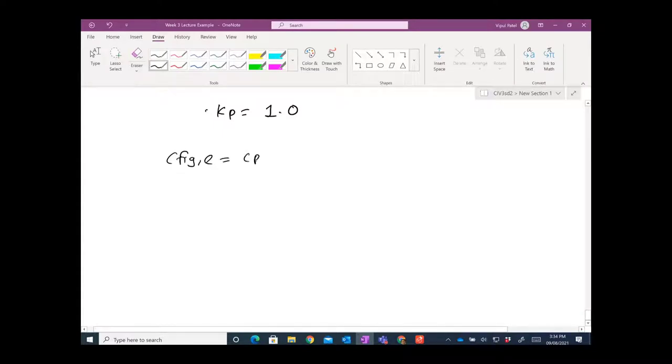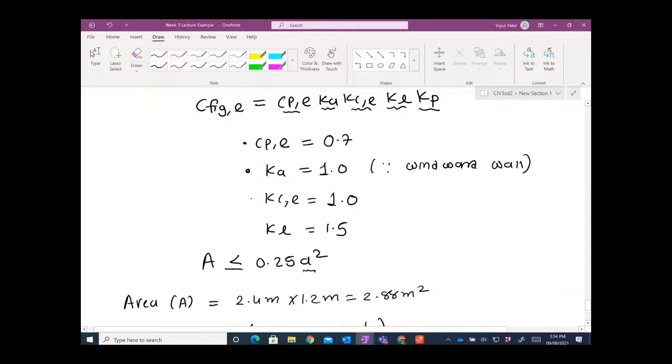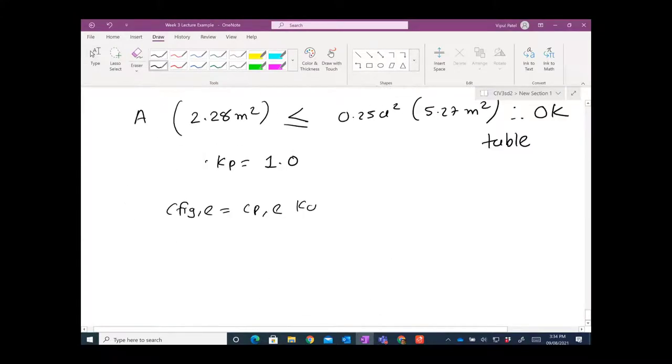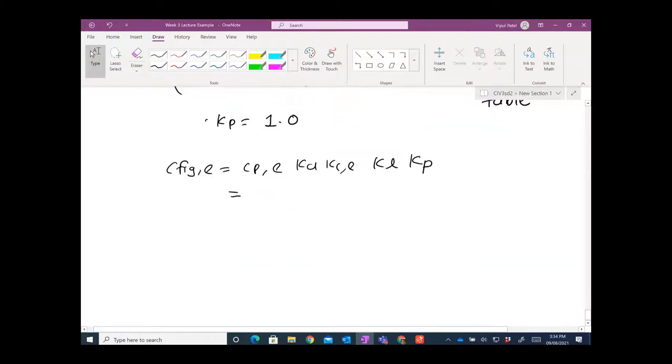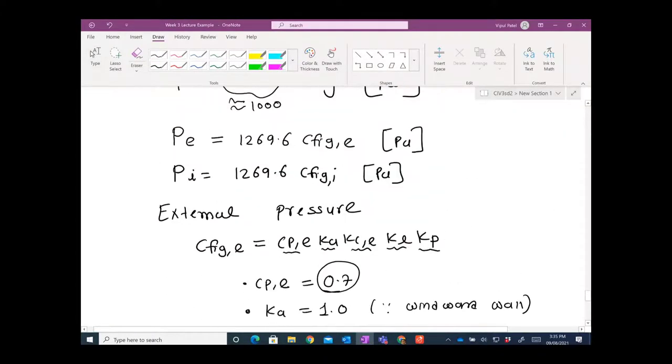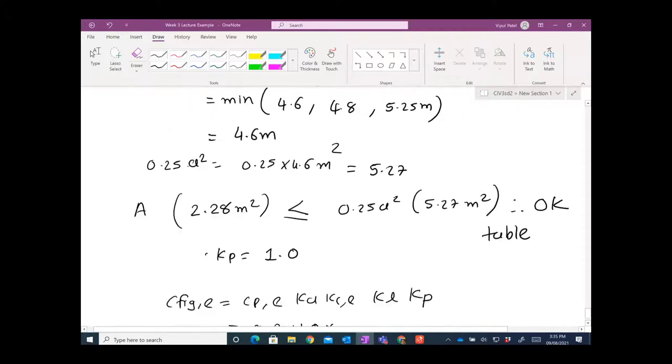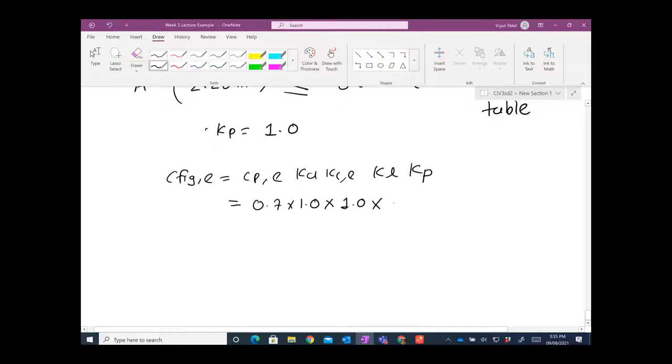C fig E equals CPE times KA, KCE, KL, and KP. Now CPE is positive 0.7. That will control whether it is a push or pull. KA was 1, because you remember that applies only to the sidewall and the roof. KCE, the combination factor, is 1. KL is 1.5, the local pressure factor, and the permeability factor KP is 1. So the external pressure factor C fig E is 0.7 times 1.5. You get 1.05 for C fig E. There is no unit for that.